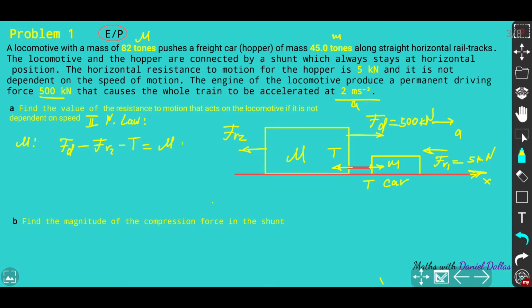I'm not going to plug in the values until I definitely know what to do. I just want to figure out the whole formula first of all. For the small mass, for the hopper itself, we have two forces: the tension force T that pulls, and the resistant force R1 that acts against the motion, and this is going to be equal to small m a times a.